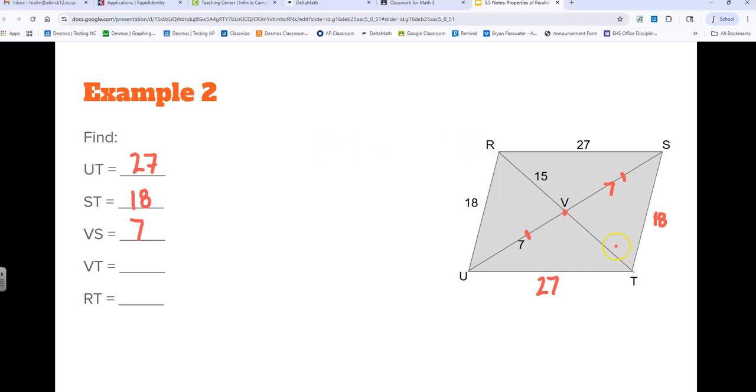Fernando, what about VT? 15. Very good. And Abby, what about RT? That one's just going to be 30. We'll just add those two together. All right. Okay, most of these are going to be very straightforward. Questions?